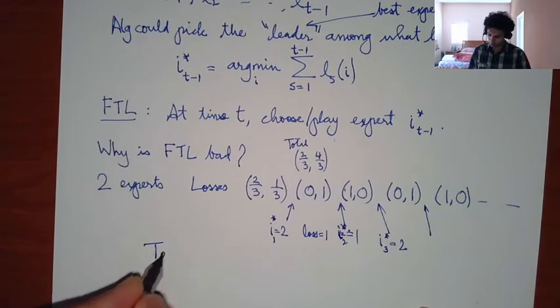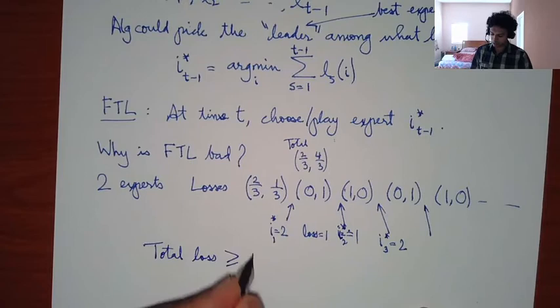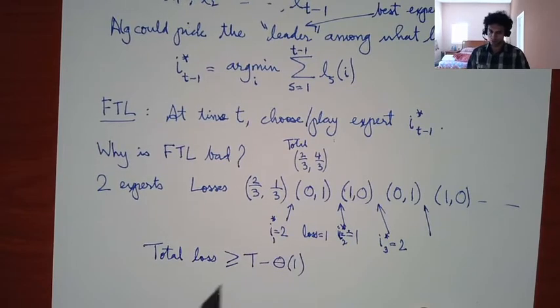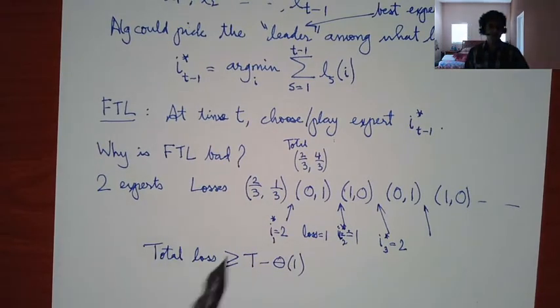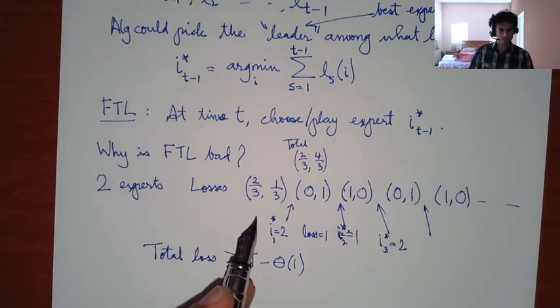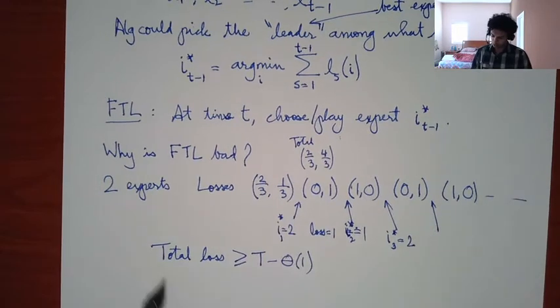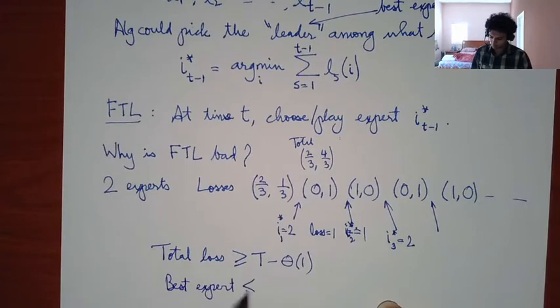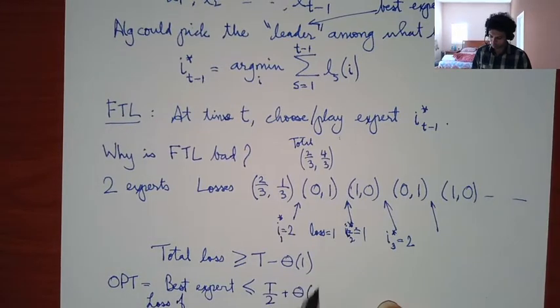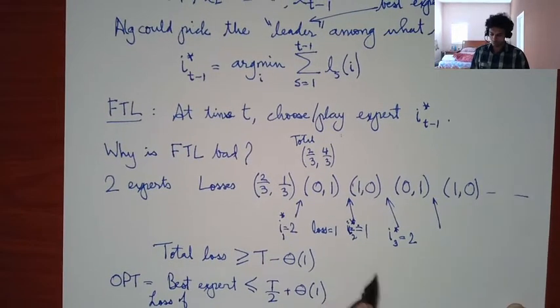The total loss is essentially going to be at least t minus some theta of 1. And there's a theta of 1 because of that initial thing, just to set things up. But in every round, the algorithm loses, while the best expert, or the opt, which is the loss of the best expert, is at most t over 2 plus some theta of 1. So it's linear regret.